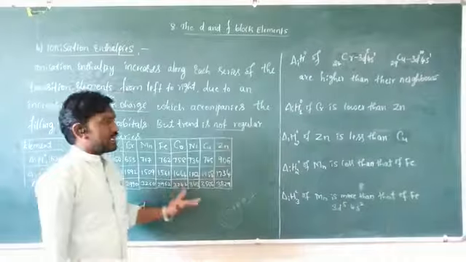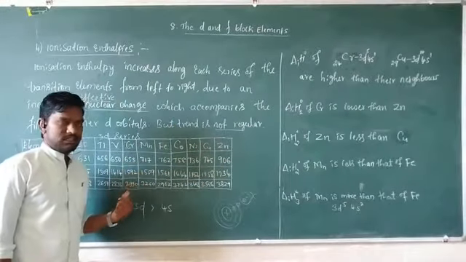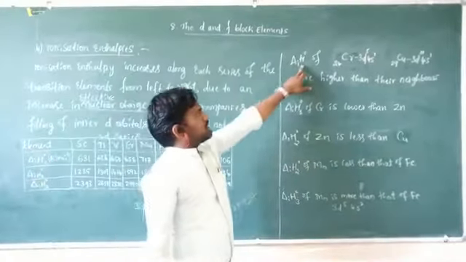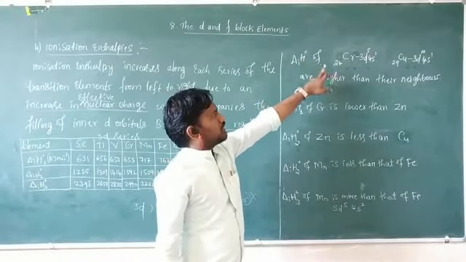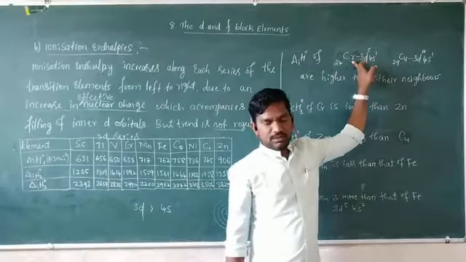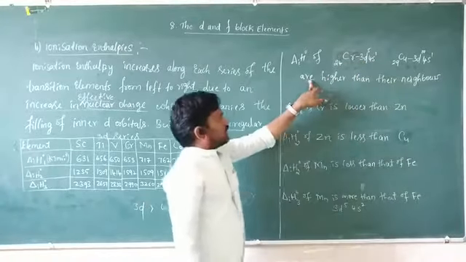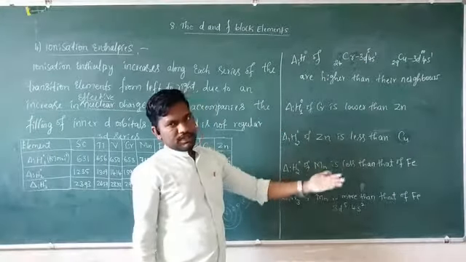Let us see some irregular variations in the ionization enthalpy of transition elements. First, the ionization enthalpies of chromium and copper. Chromium has atomic number 24, copper has atomic number 29. They are higher than their neighbors.